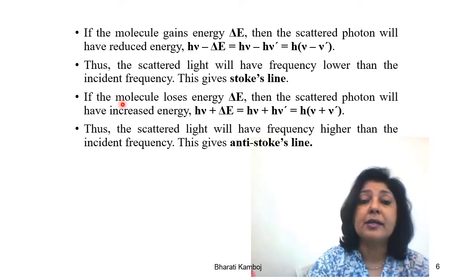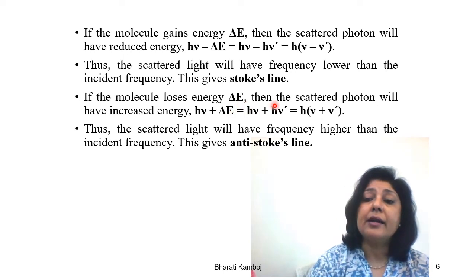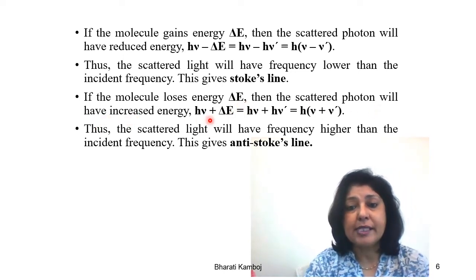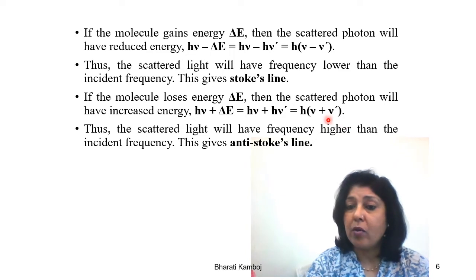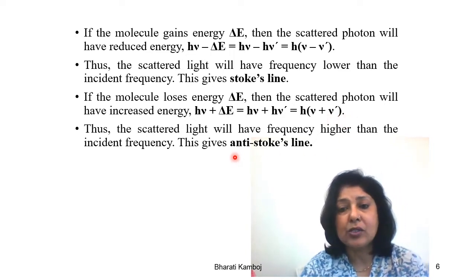On the other hand, if the molecule loses energy delta E, then the scattered photon will have increased energy. So its energy will become h nu plus delta E. So frequency will also increase from nu to nu plus nu dash, and this gives us anti-Stokes lines.